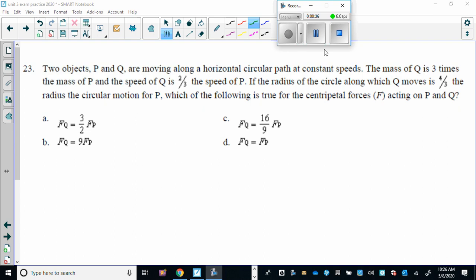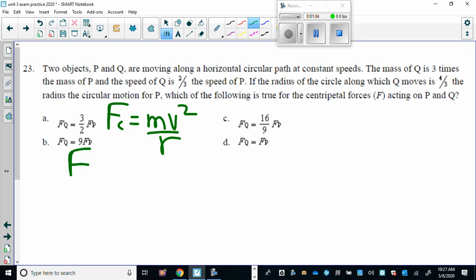Okay, so we have two objects moving in circles. This is again a relationship or a ratio question, and we're asking what is the relationship between the centripetal force on P and Q. Once again, as with ratio questions, the exact numbers are irrelevant. It's the relationship between them. Well, let's just do the example.